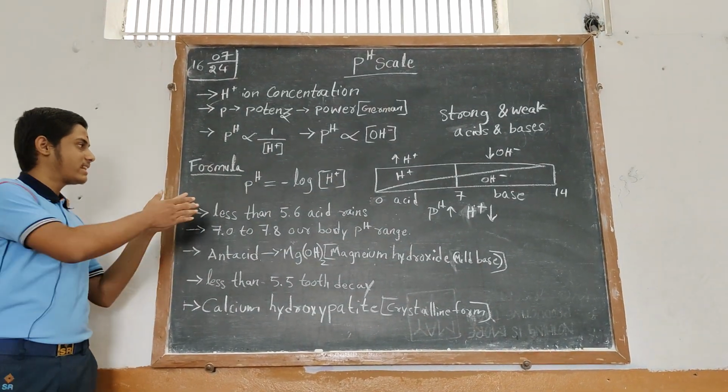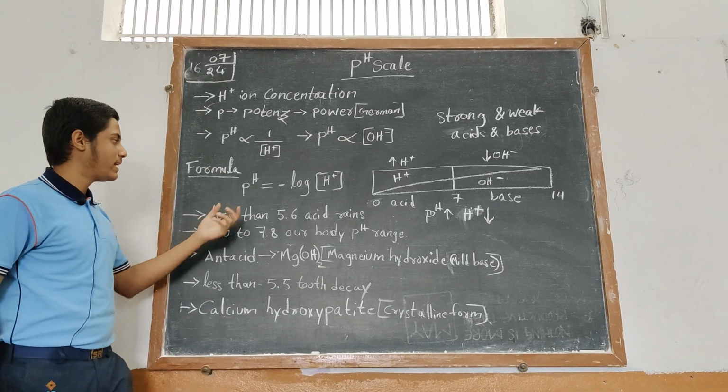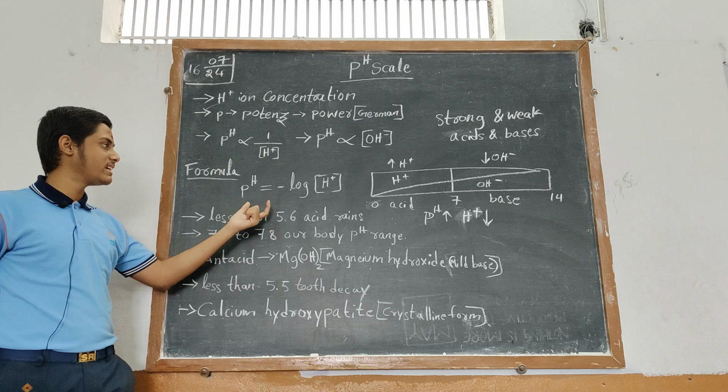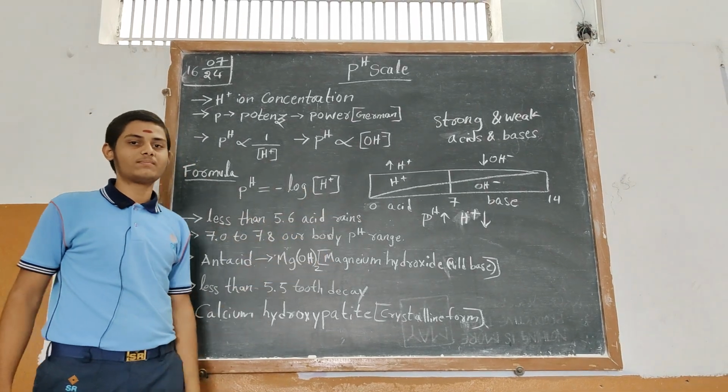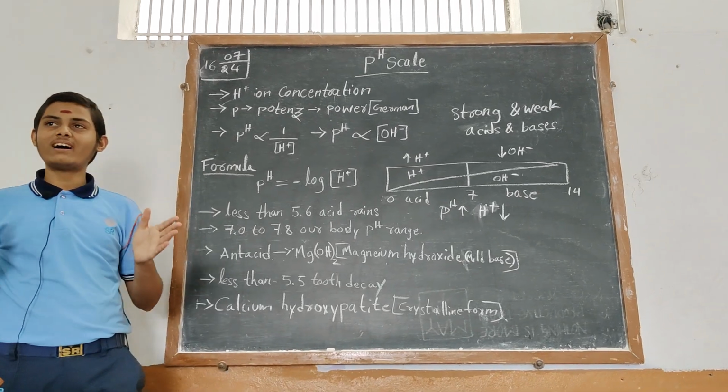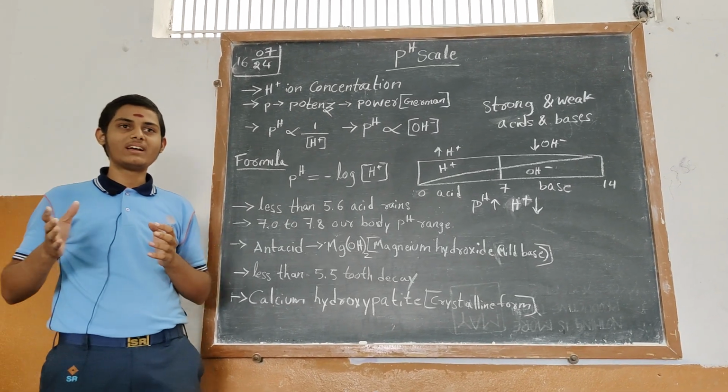Now let's get to the formula of pH. pH is nothing but minus log H plus. In words, this is the negative logarithm of H plus. Okay, that's simple.